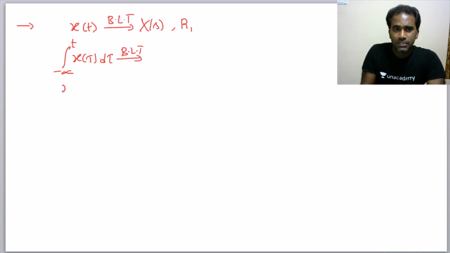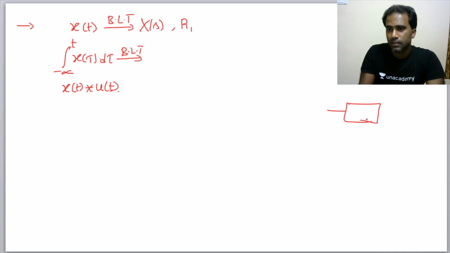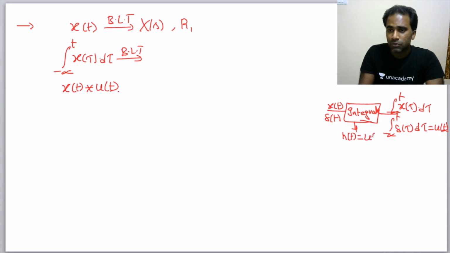Whenever there is an integration, you can always express the signal as x of t convolution with u of t, because you can imagine an integrator. If there is a signal x of t, the output of the integrator is the integration from minus infinity to t of x of tau d tau. Now if you apply an impulse as input to the integrator, the output is the integral from minus infinity to t of delta of tau d tau, and what is that exactly? U of t. So for impulse input, the response is u of t, which means the impulse response of an integrator is u of t.